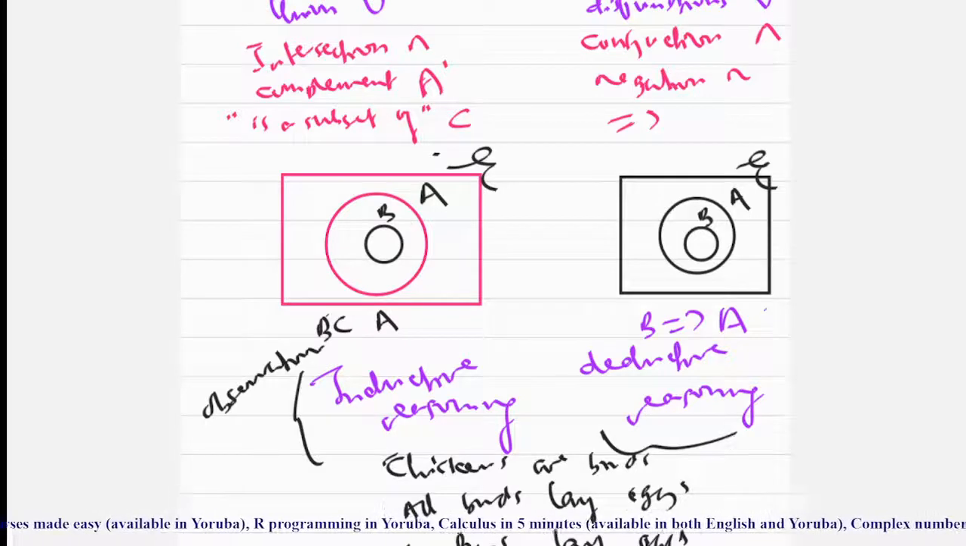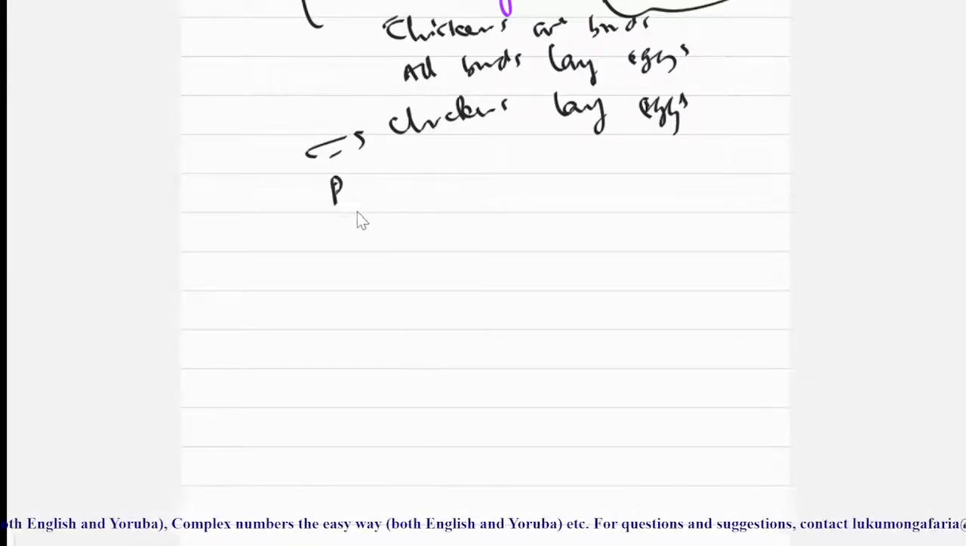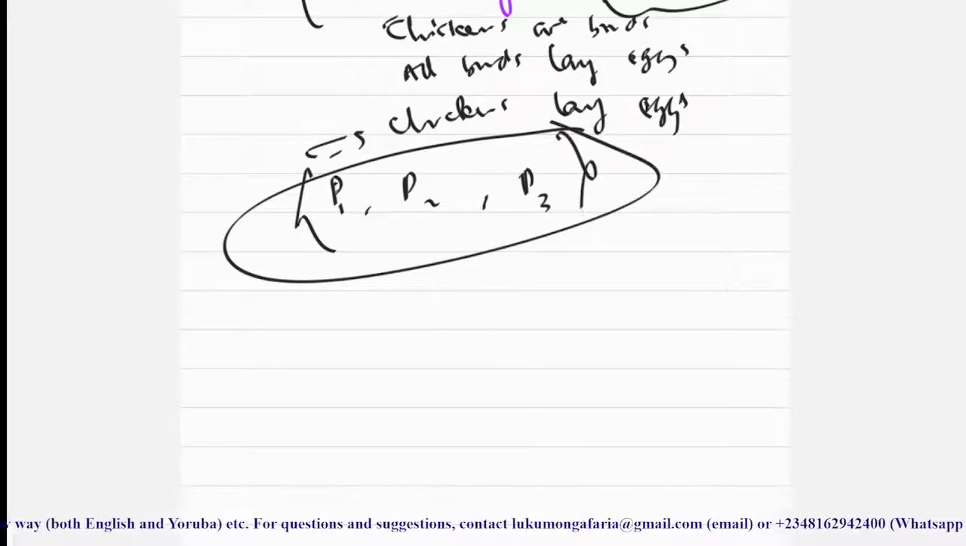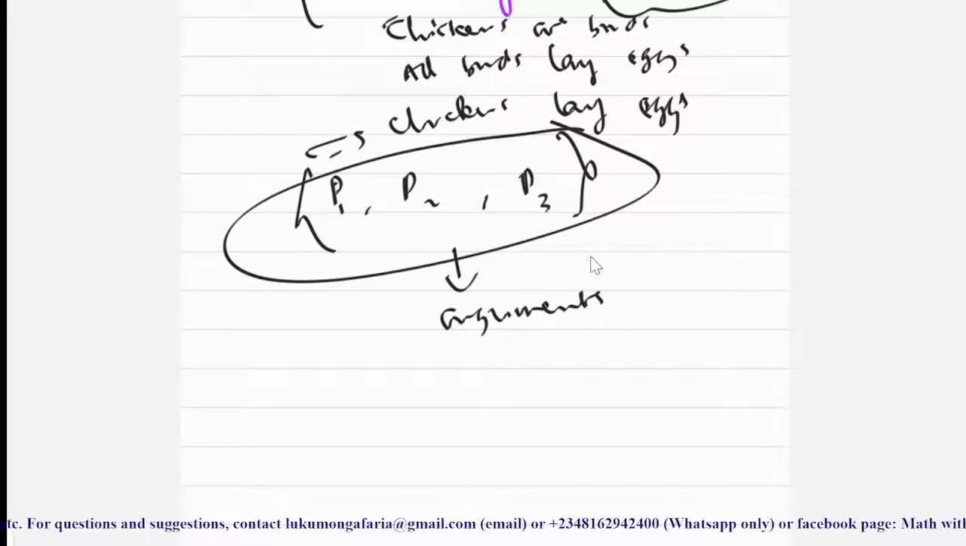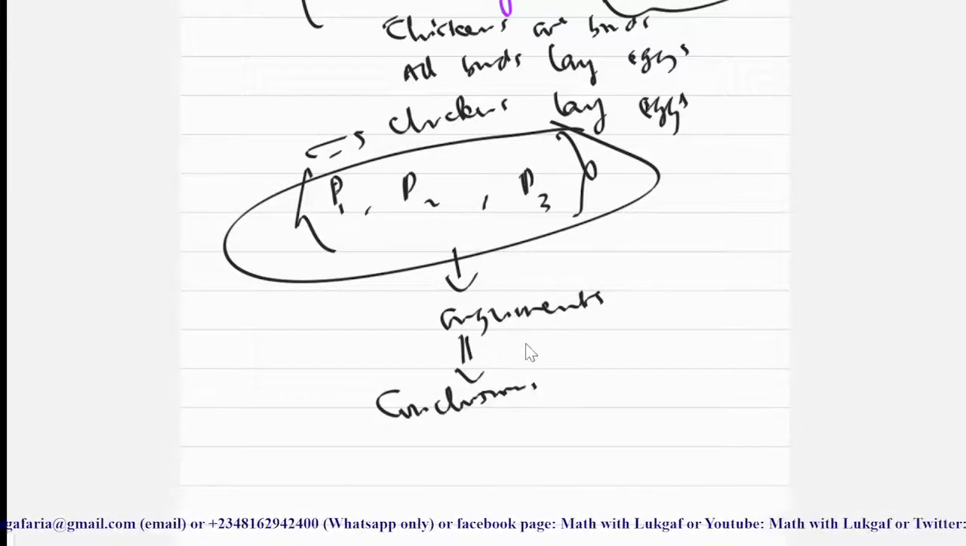So in essence, I made mention that an argument may be described as a set of what? Propositions. That is a set of premises. When you have proposition one, proposition two, proposition three, for example, so they are set like this, it is known as an argument. This argument now leads to a conclusion.